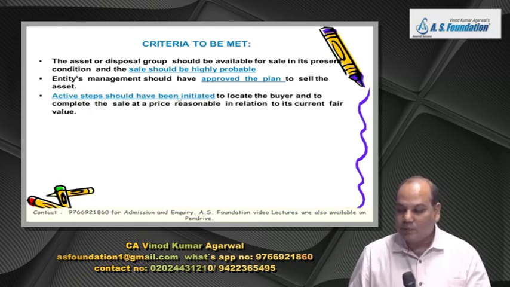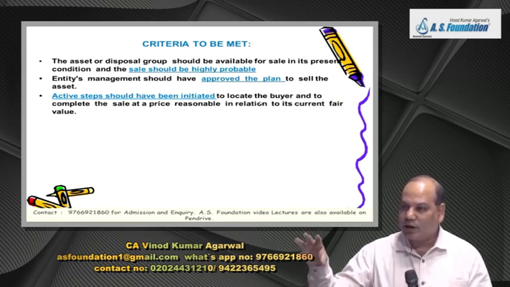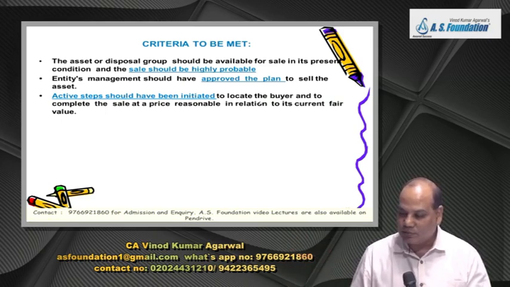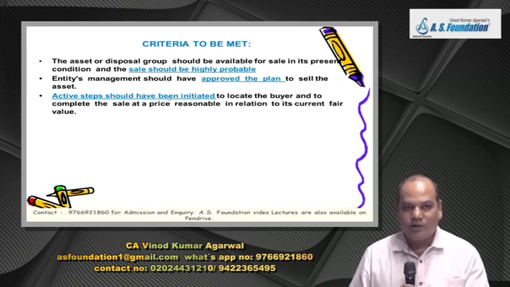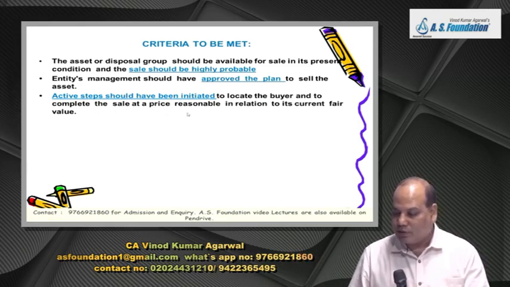Second, active steps have been initiated to locate the buyer. Whatever in that particular business or that asset requires you to find the buyer, you've started doing that. Like you may have given a newspaper ad, you may have appointed brokers or commission agents, and to complete the sale at a price reasonable in relation to its current fair value.